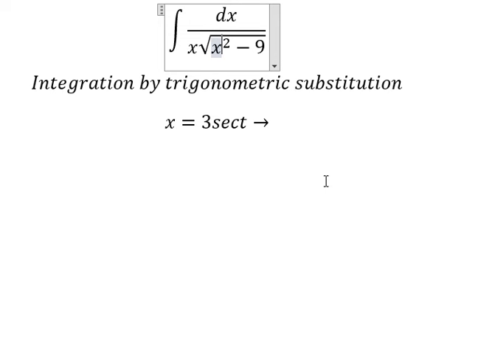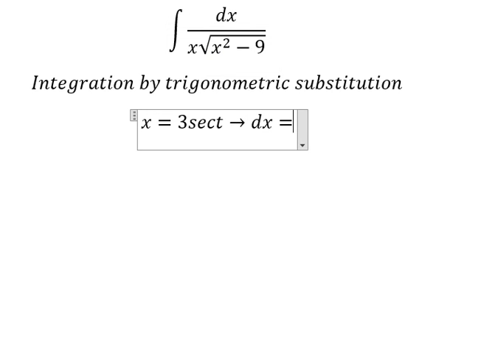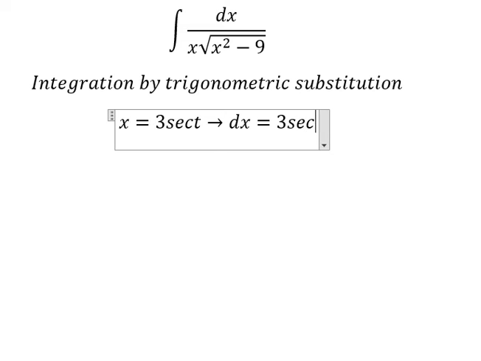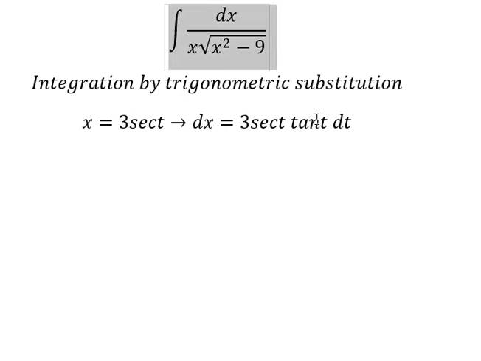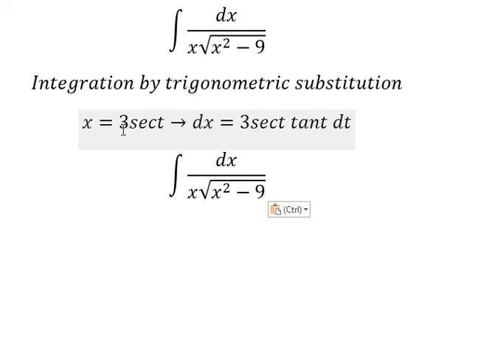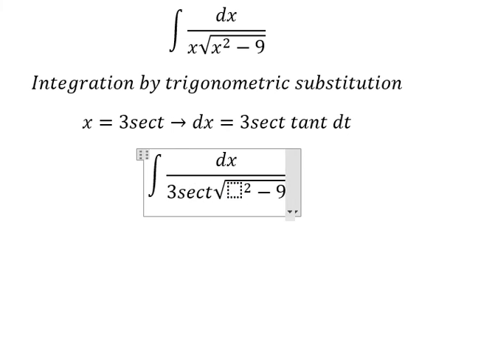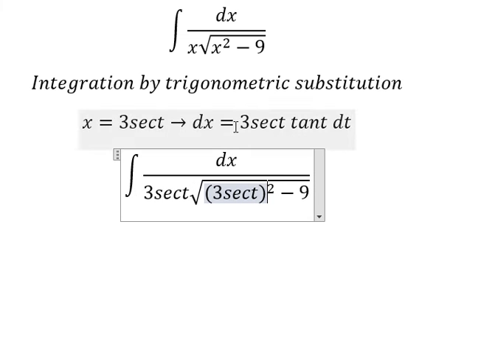Secant of t square minus 1, we change by tan t square, and later we simplify. For ds, we have 3 secant of t tan t dt. The first derivative of secant of t is this one. So I will put this one here and here. ds we change by this one.